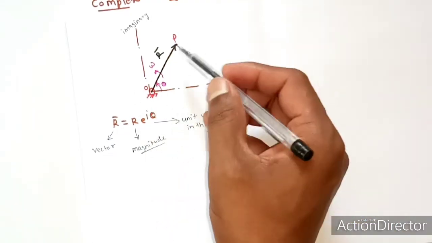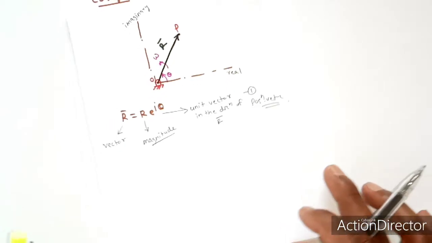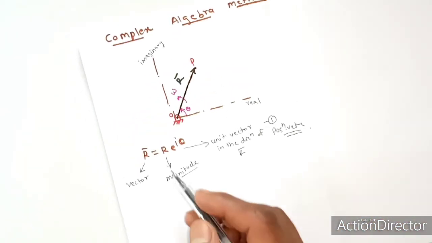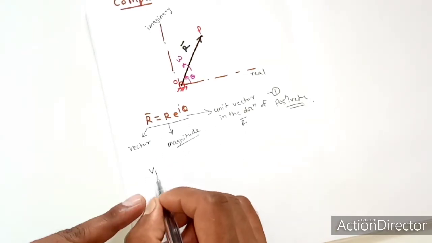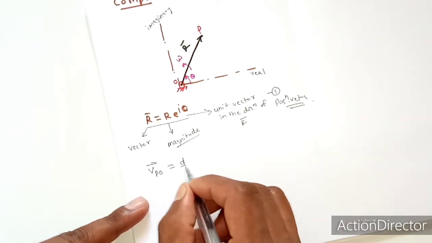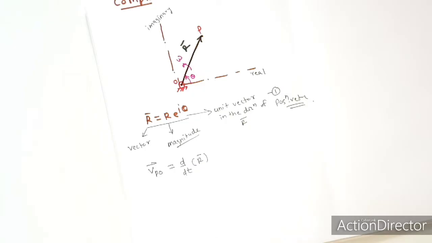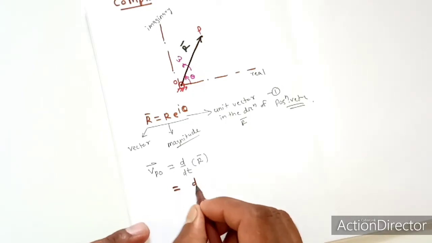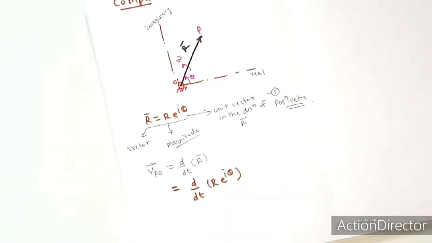Now as the link rotates about O, P will travel along a circular path. It will rotate about O with angular velocity of omega radian per second. So it will have some linear tangential velocity v. To find out the velocity v, we have to differentiate this equation with respect to time. So velocity of P relative to O in vector form is equal to time derivative of position vector. So this is equal to time derivative of R into e raised to I theta.